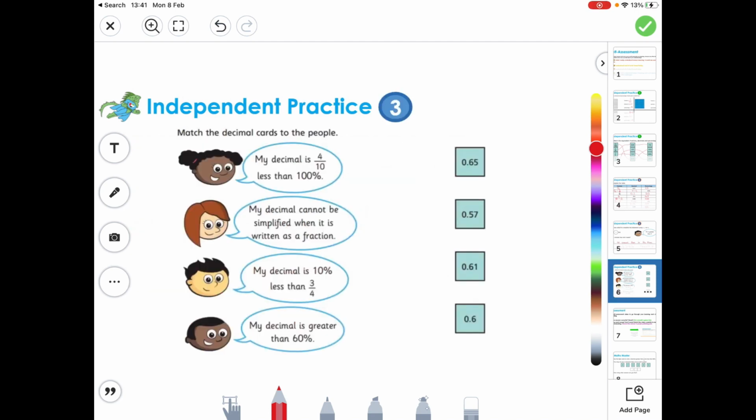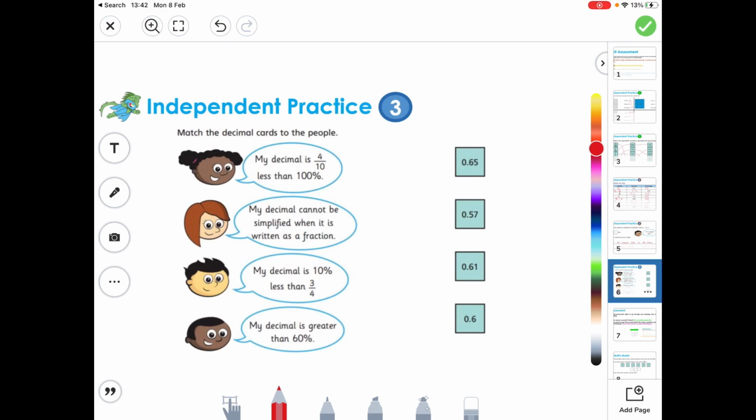And finally, slide number 6. Match the decimal cards to the people. My decimal is 4/10 less than 100%. My decimal cannot be simplified when it is written as a fraction. My decimal is 10% less than 3/4. My decimal is greater, so bigger, than 60%.